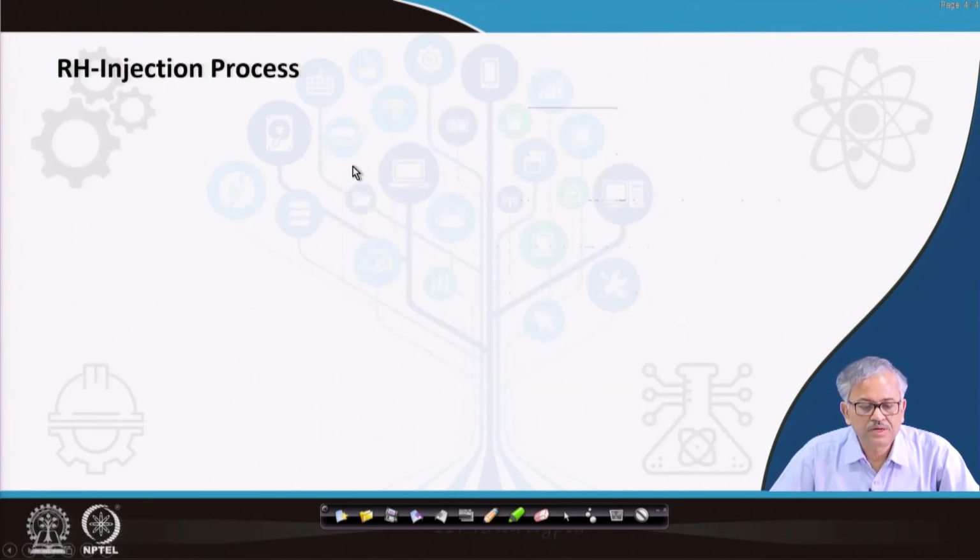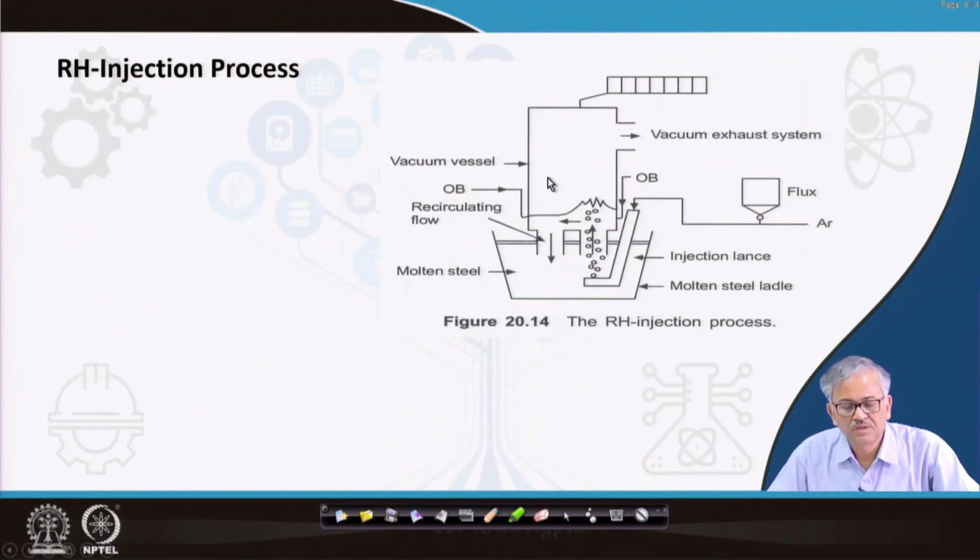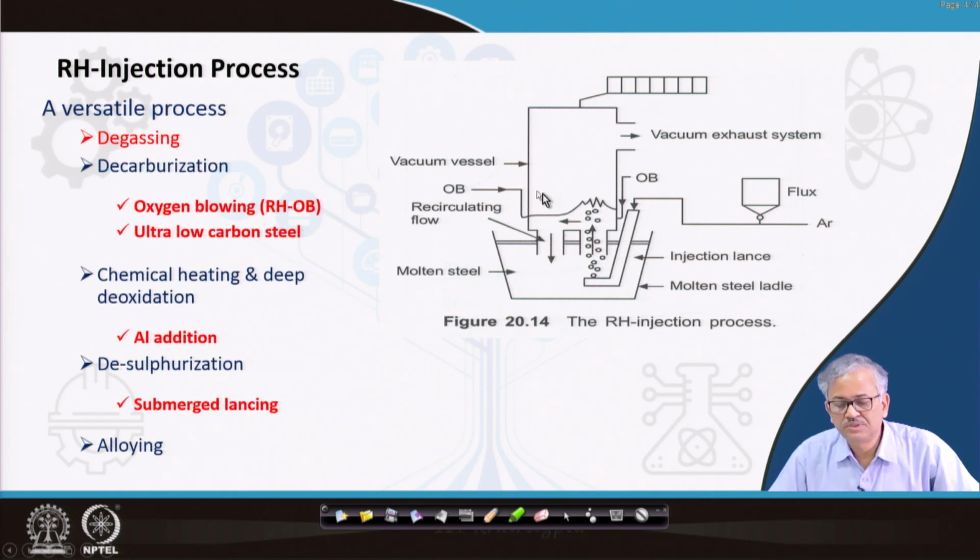Now, the RH injection process is a very versatile process. This is the RH process. You can see a lot of operations, not only degassing. Degassing is obviously one of the major aims of the RH process, but nowadays you can do decarburization by the RH-OB process, RH oxygen blowing, that is, you can do some amount of oxygen blowing in the vacuum chamber itself. So you can bring down the carbon to a very low level.